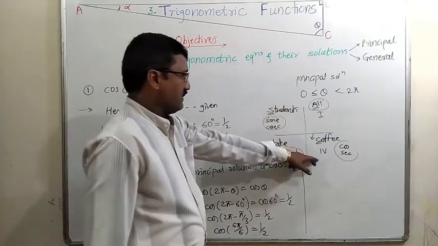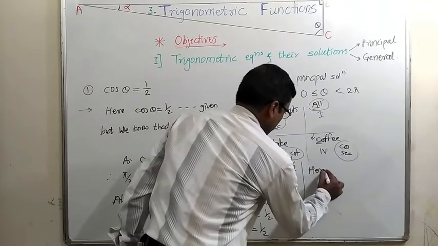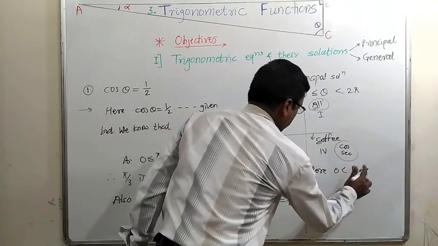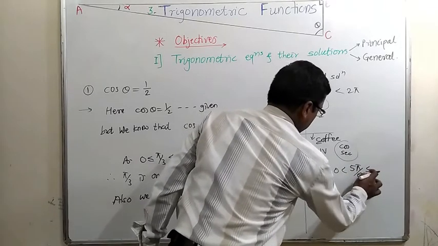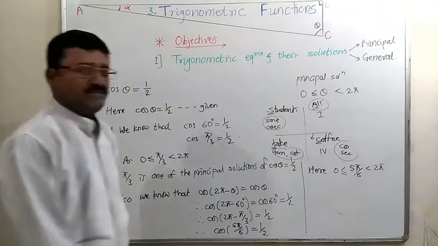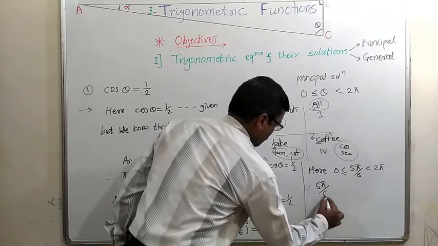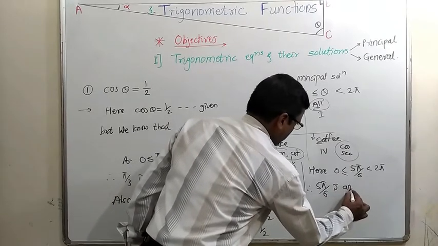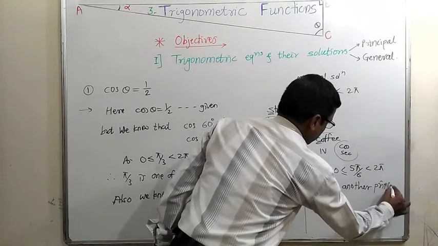Obviously we have taken that in the fourth quadrant, so it is less than 2 pi. This 5 pi by 6 is less than 2 pi and greater than or equal to 0. Therefore 5 pi by 6 is another principal solution.